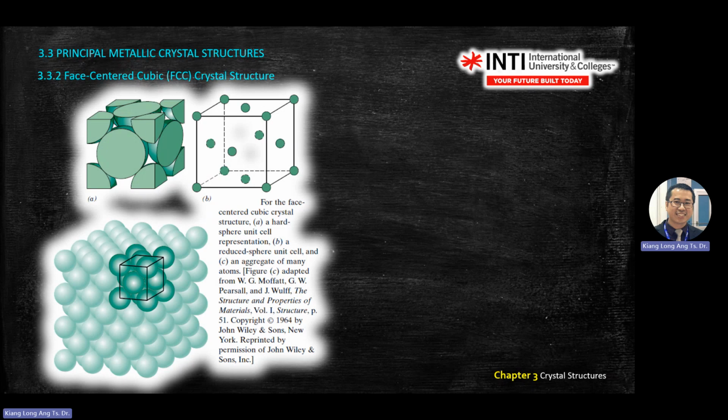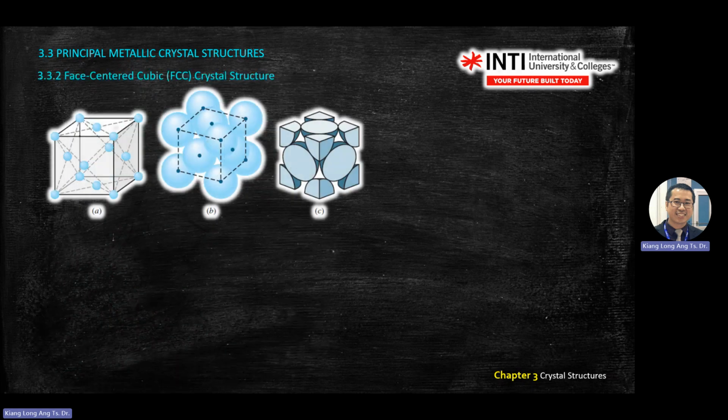So we want to derive the equation of a equal to something times R for FCC. Previously for BCC we went diagonal to diagonal, but for FCC it is a bit different. For FCC we look at the face. We have 3 presentation diagrams: atomic site unit cell, hard sphere, and isolated unit cell. Usually we will be using this one, the atomic site or reduced sphere presentation.